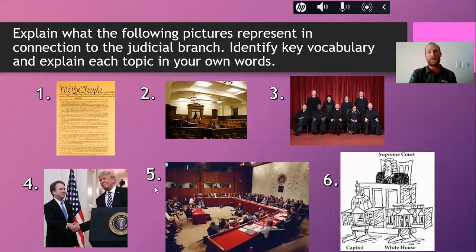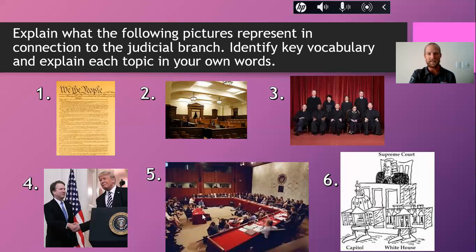So number 5, I thought was the hardest picture to understand what's going on here. And it's kind of the second part to number 4. So number 4, we talked about the president appointing a Supreme Court justice. Number 5, before that person is officially on the Supreme Court, they need to be approved by the Senate. So that's what we have here.